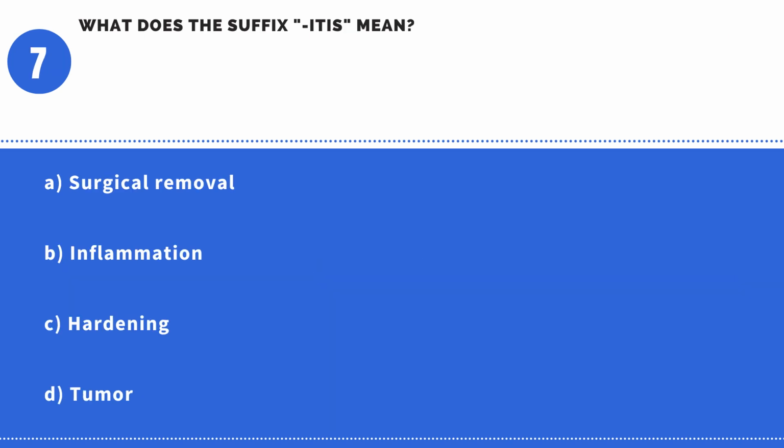Question 7. What does the suffix itis mean? A. Surgical removal. B. Inflammation. C. Hardening. D. Tumor.